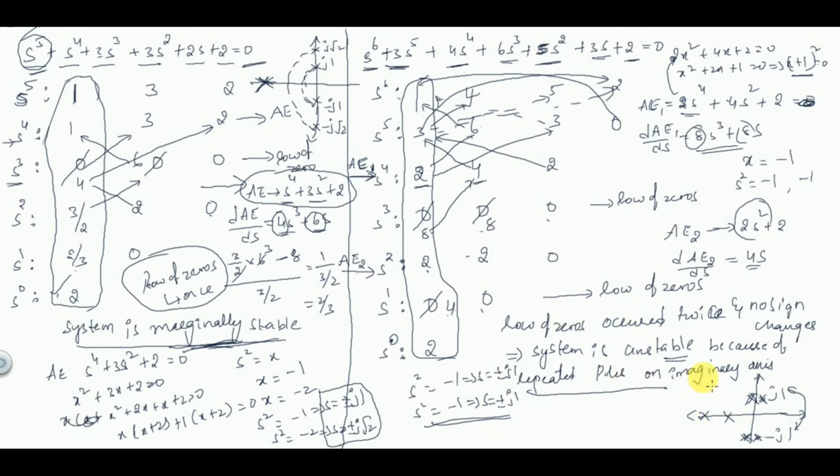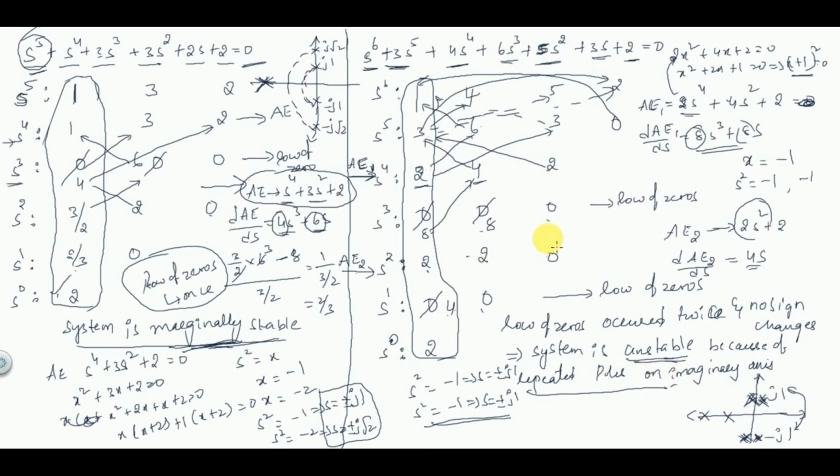The system is said to be unstable because of repeated poles. If the poles are repeated on the imaginary axis, then the system is said to be unstable. I have discussed this in another video also, where I discussed the location of the system output based on the location of poles. You can see that video; I'm giving the playlist link in the description. You can go to that video and watch it as well.